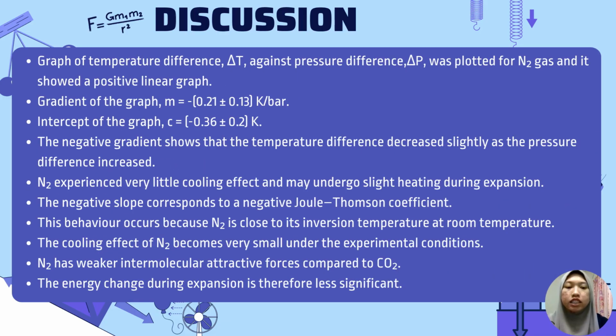The cooling happened because of the attractive force between the gas molecules during expansion. For nitrogen gas, the graph showed a small negative gradient. This means the temperature difference decreased slightly as the pressure difference increased. So, nitrogen gas experienced very little cooling and may have undergone slight heating during the expansion process. The negative slope shows that N2 had a negative Joule-Thomson coefficient under the experimental conditions. This happened because nitrogen is close to its inversion temperature at room temperature. Compared to carbon dioxide gas, nitrogen gas also has weaker intermolecular forces, so the temperature change during expansion was smaller.